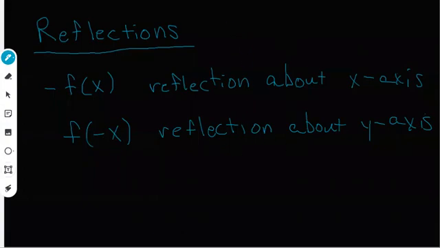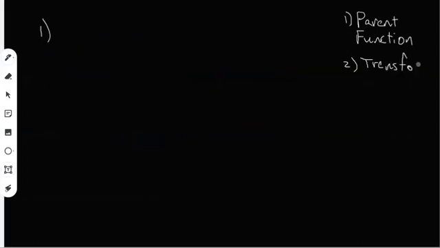Okay, so let's take a look at some problem sets that I wanted to do. Let's take a look at a couple examples, and hopefully this will help illustrate my point. Let's do number one together. For all of these questions, we're going to be naming two things. Number one, we want to know what the parent function is. And number two, we want to know what the transformation is.